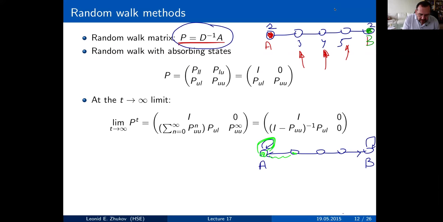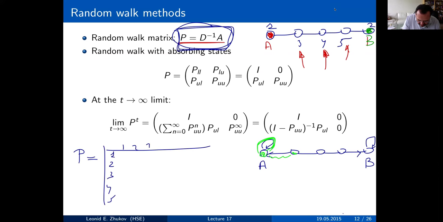So what I'm going to do now is write this random walk matrix. I'm literally going to do D minus 1 A. We used it before for PageRank computations, and for random walks when we talked about random walks several lectures ago. To write this matrix, I'll do 1, 2, 3, 4, 5 along the rows and columns. I'm going slowly through this because in this course on networks, this is one of the key things you need to remember.